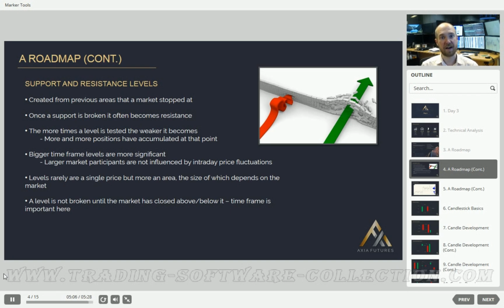The level isn't actually broken despite the fact you have been stopped out, and perhaps that's because your stop is based on a distance, which is understandable. You could see a huge move through your level that eventually comes back. You can't just sit there and take all of that heat. So be aware, the closes are exceptionally important with levels.